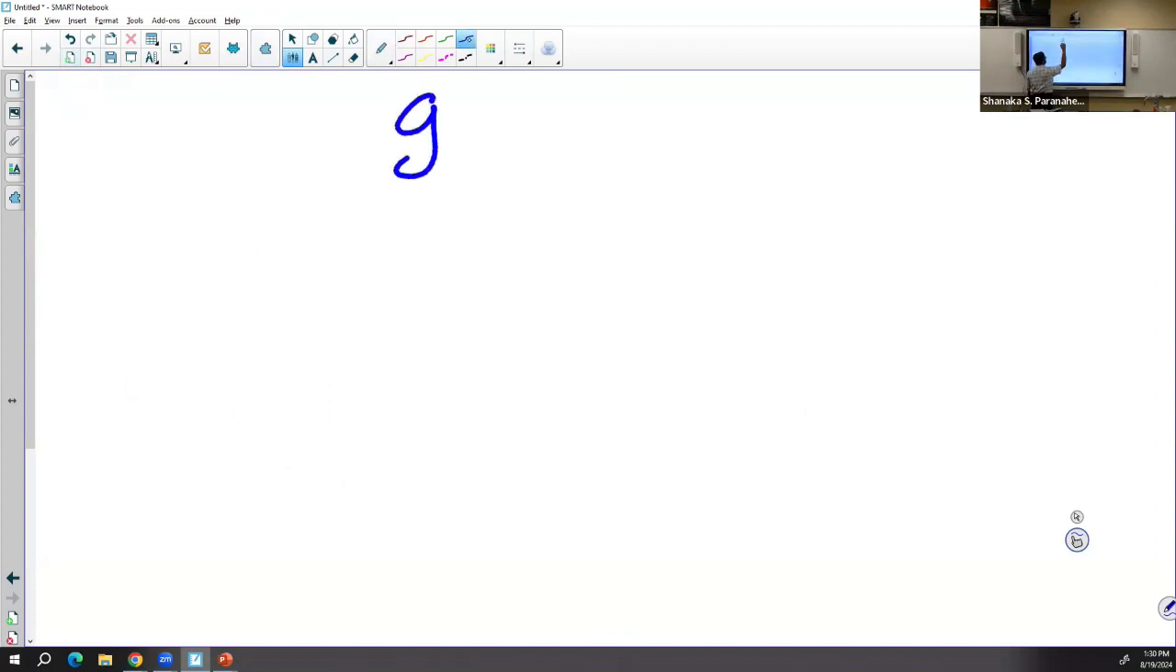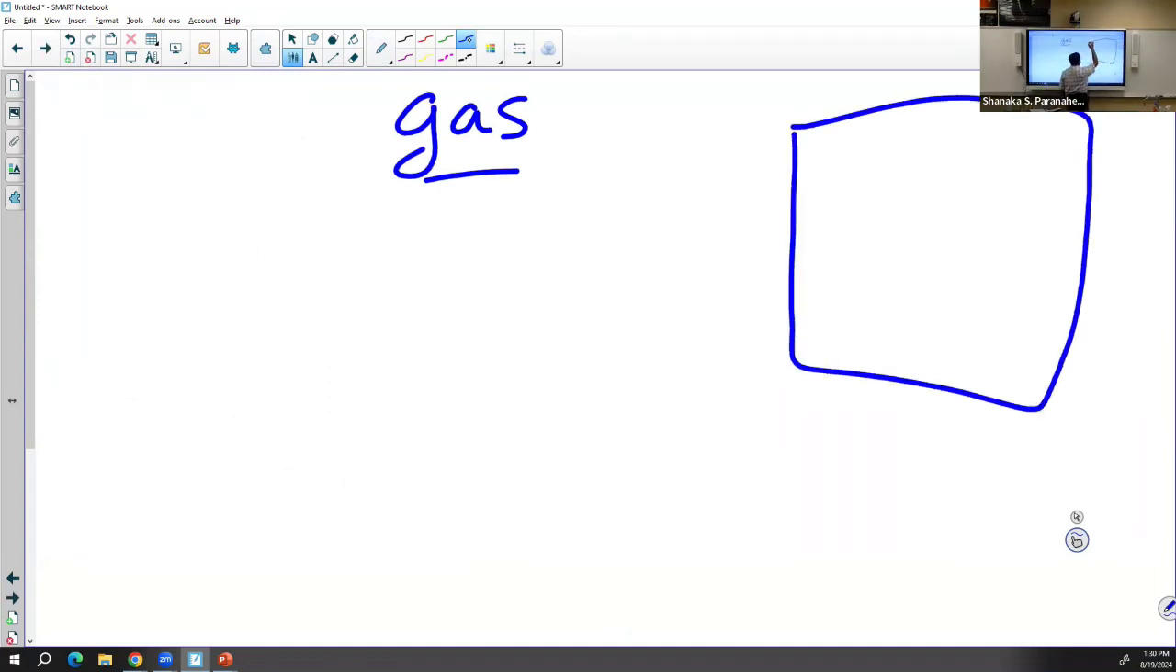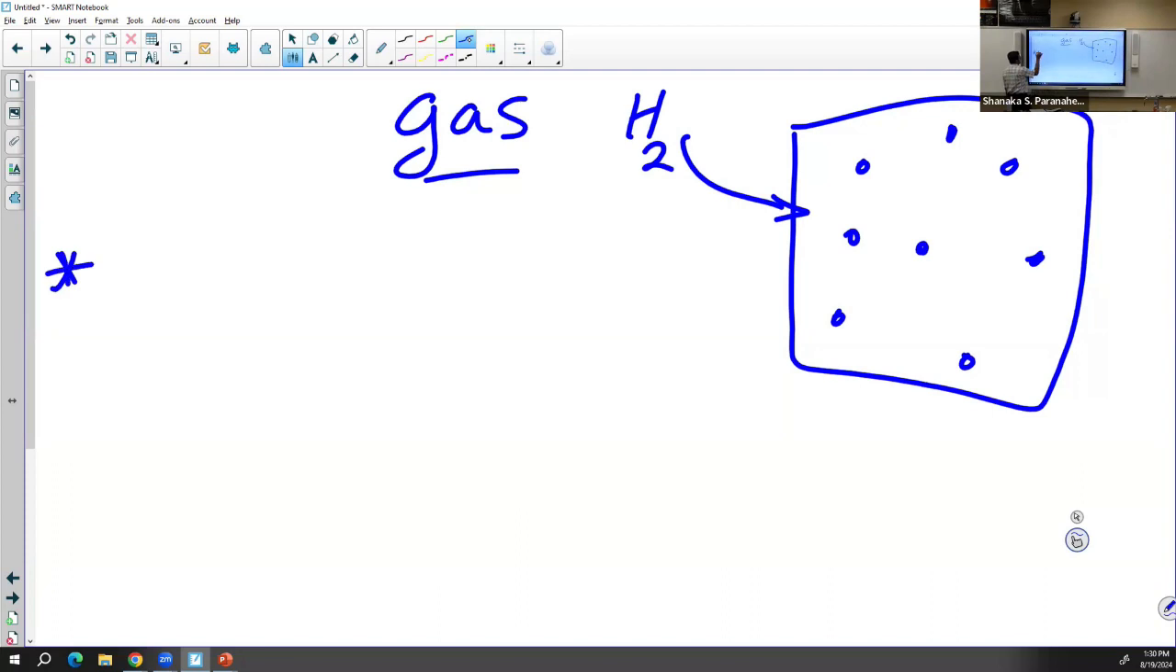So the third one is the gas state. If it is a gas, we can fill the gas into a container. Yes, gas particles are going to fill this container. So example, hydrogen gas, the oxygen gas. These are the key properties.